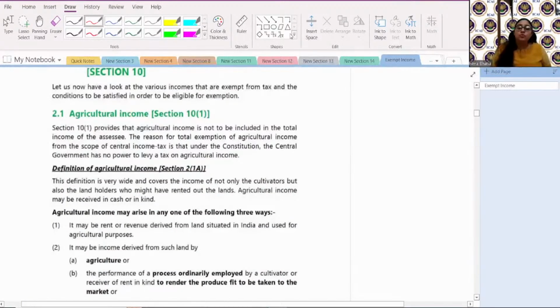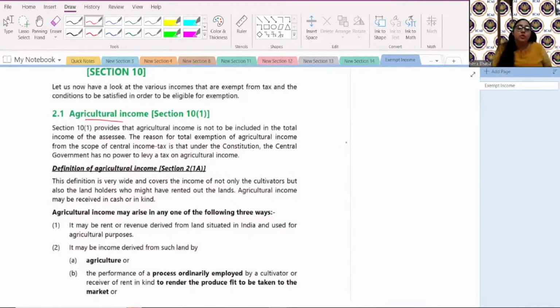So first and the most, very important section, which is section 10 clause 1, which is agricultural income. Remember, I told you the constitution gives no right in the union list to tax agricultural income. The central government has no power to levy tax on the agricultural income because agriculture being the backbone of Indian economy, we do not levy tax on this. So hence agricultural income is exempt from tax.